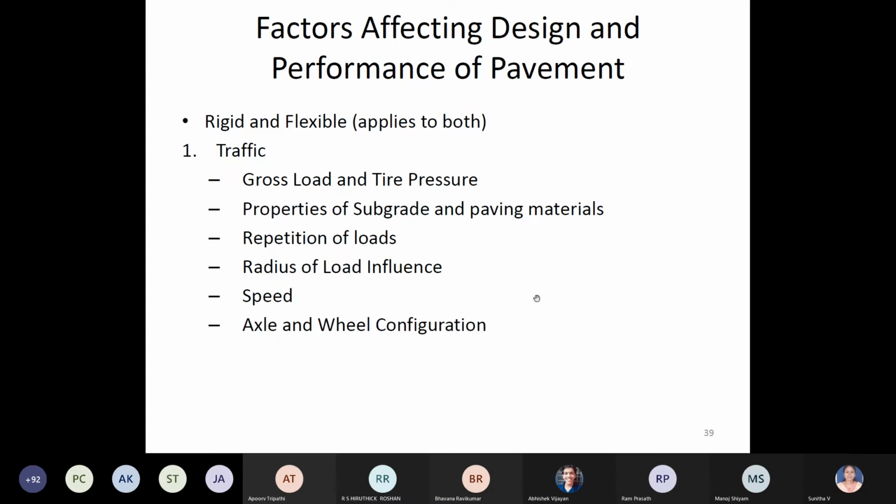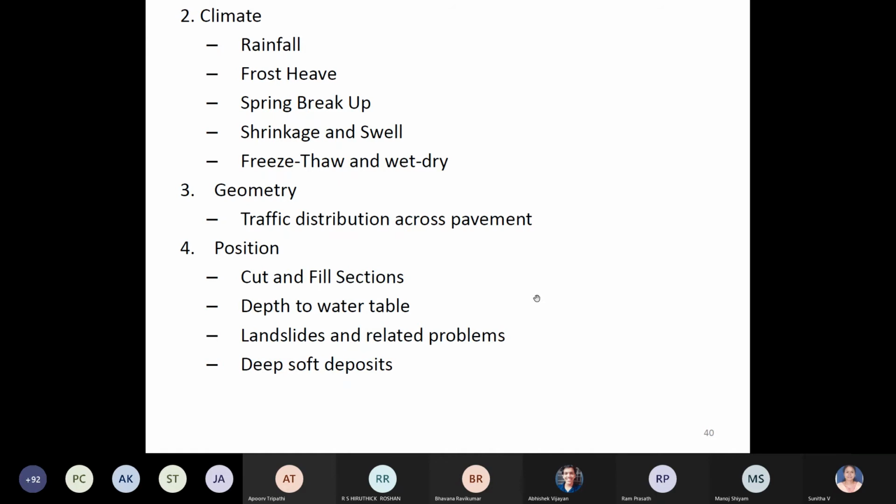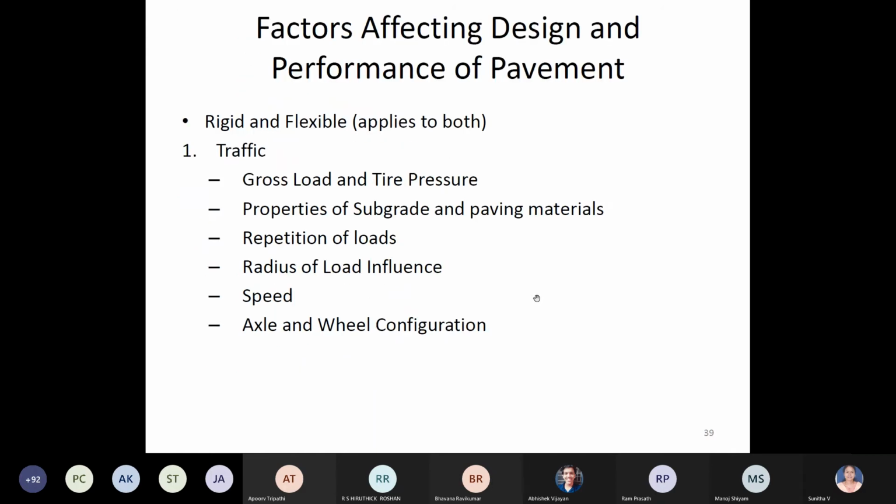So generally I'll do one thing, I'll just tell you this, but I'll explain in later classes after taking the materials. So the factors: one, the most common is traffic, then climate, then geometry of the pavement, its position and where you are laying the pavement, whether it's cut or fill, what is the depth of the water table, whether it's affected by landslide, etc.